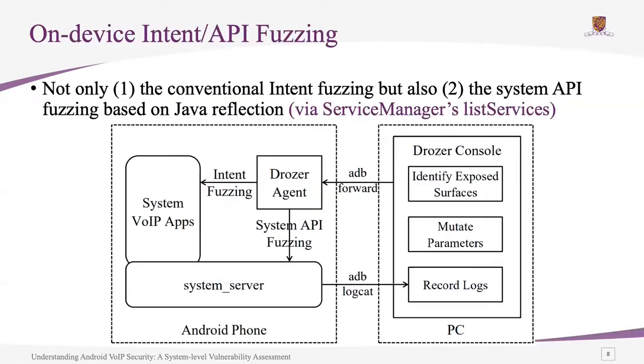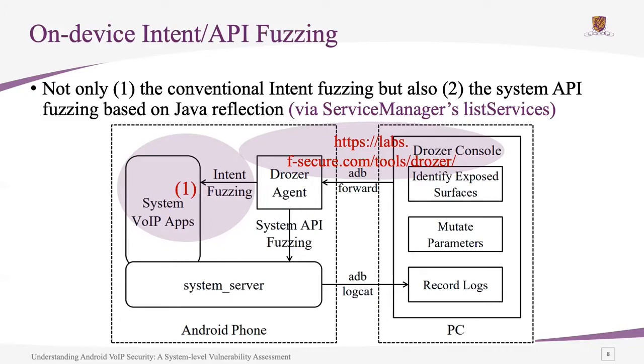For the on-device fuzzing, we perform not only the conventional intent fuzzing, but also the system API fuzzing based on Java reflection. We first develop an on-device fuzzing framework based on the Drozer tool, which consists of a Drozer agent on the Android phone and a Drozer console on the PC. In the intent fuzzing, our target is the system VoIP application. We identify the exported components in these VoIP applications by analyzing component information in the Android manifest file, and we further manipulate intent parameters by trying both empty parameters and the parameters that satisfy a component scheme.